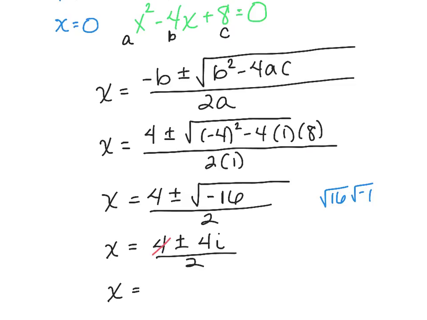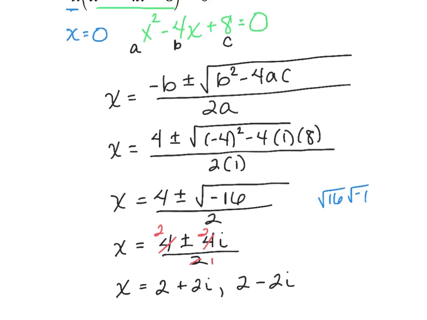So this gets divided by 2, which is 2. This gets divided by 2, which is 2. And that just becomes a 1. So our final answers are 2 plus 2i and 2 minus 2i. So those are the imaginary solutions.